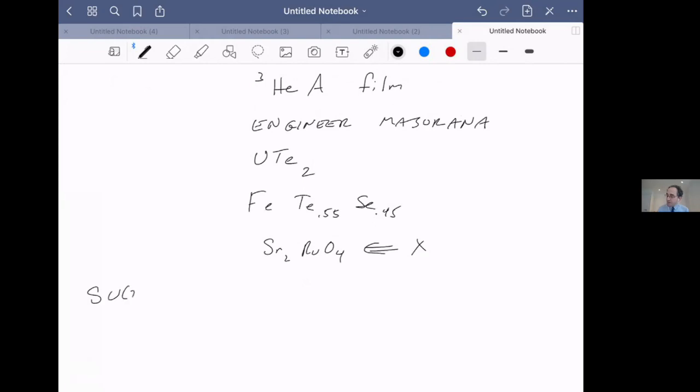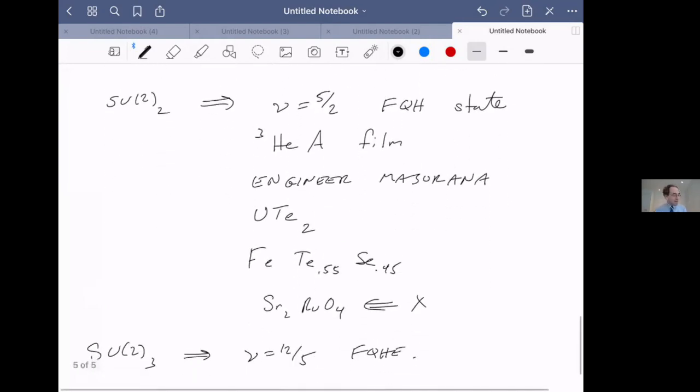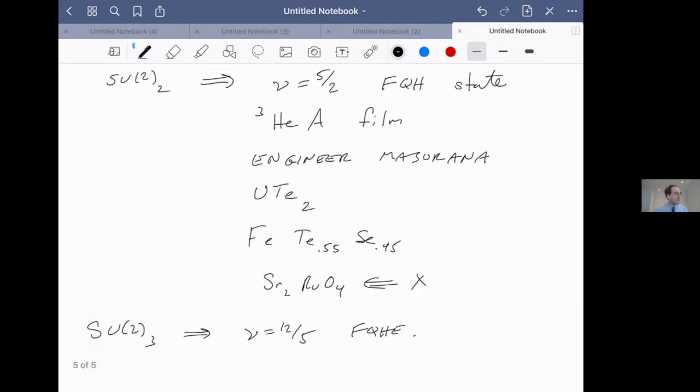There's SU(2) level 3, and the only thing known there is one more quantum Hall state, ν = 12/5. The fractional quantum Hall effect is believed to be in this class. And there's some others that I haven't listed as well.